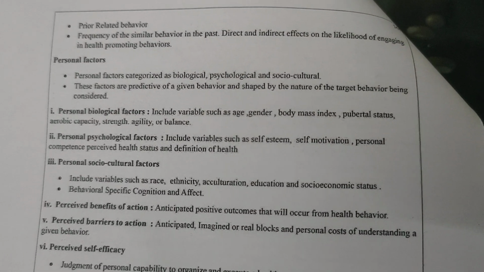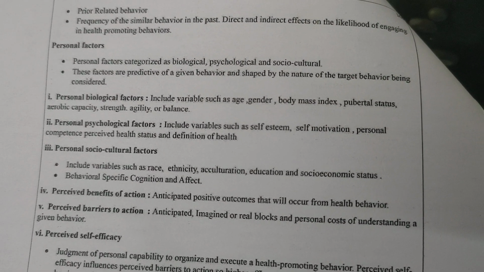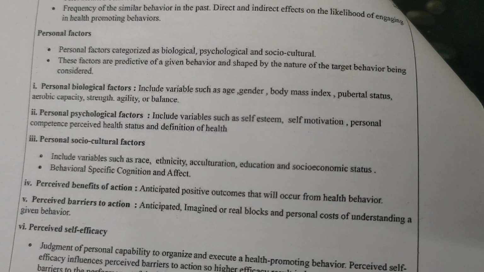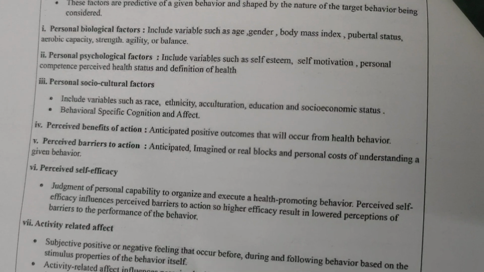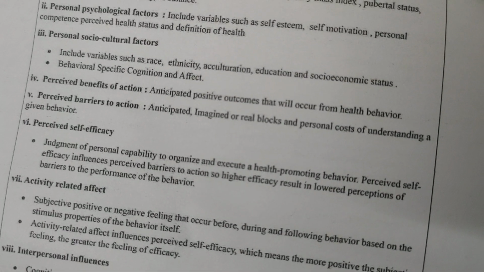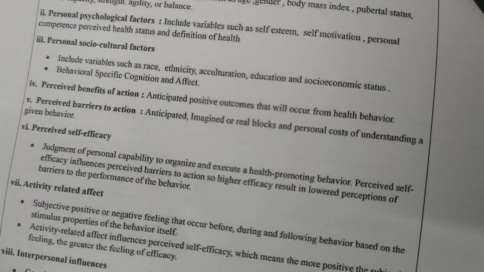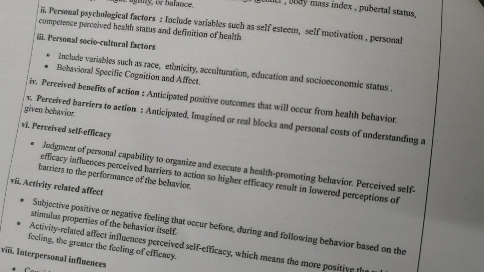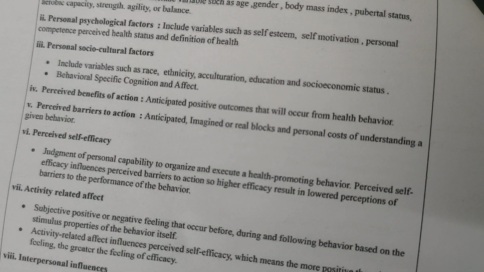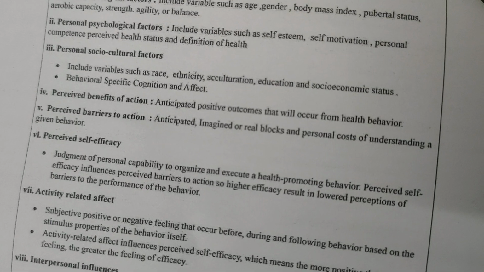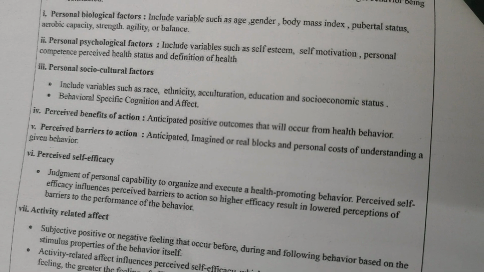Then behavior specific cognition and affect. Perceived benefits of action: anticipated positive outcomes that will occur from health behavior. Then perceived barriers to action: anticipated, imagined, or real blocks and personal costs of undertaking a given behavior. Then perceived self-efficacy: judgment of personal capability to organize and execute a health promoting behavior. Perceived self-efficacy influences perceived barriers to action, so higher efficacy results in lowered perception of the barriers to the performance of the behavior.